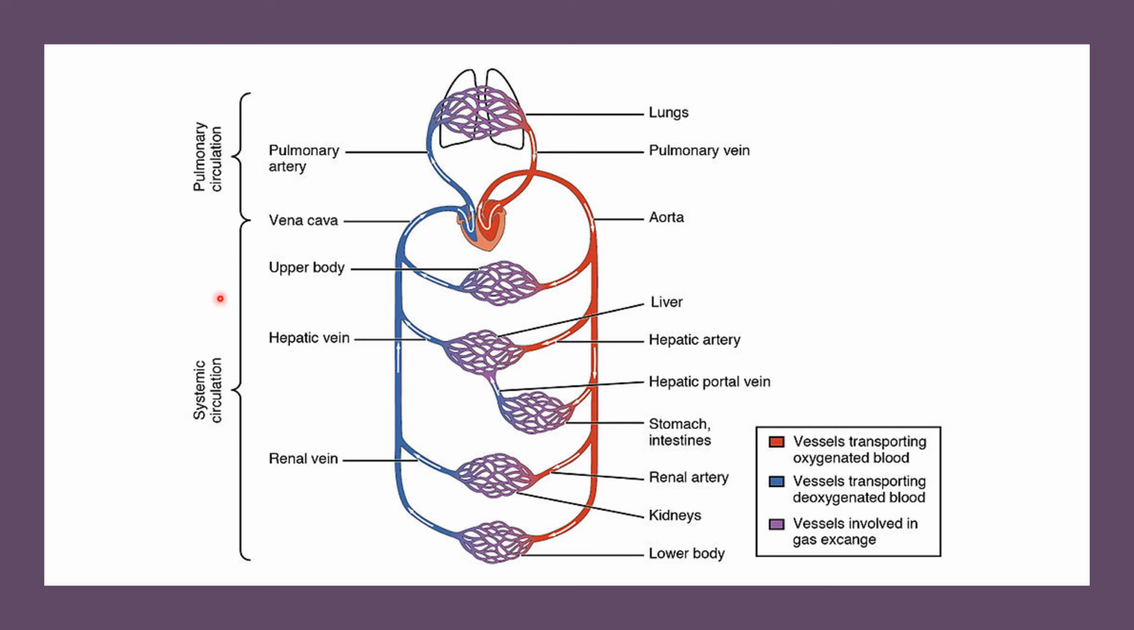In systemic circulation, the oxygenated blood from the heart is carried to all body parts, including all the organs, through the aorta, except the lungs. The oxygenated blood is transferred to the liver, stomach, intestine, kidneys, and other lower body parts. And from the body parts, deoxygenated blood is carried back to the heart, except the lungs.